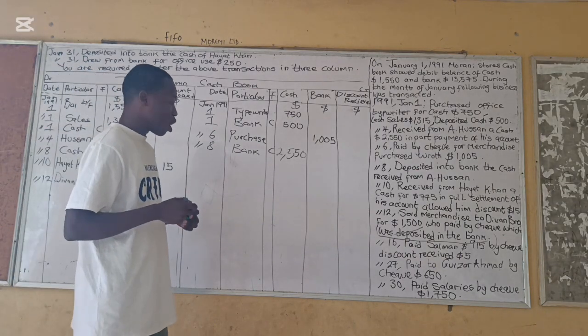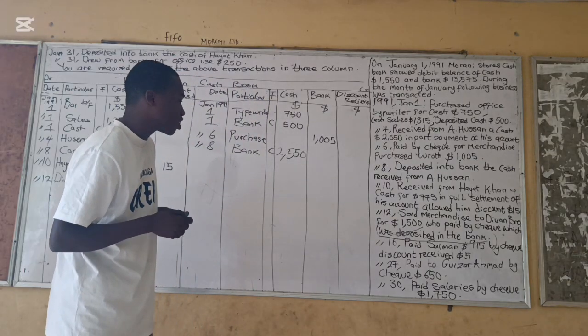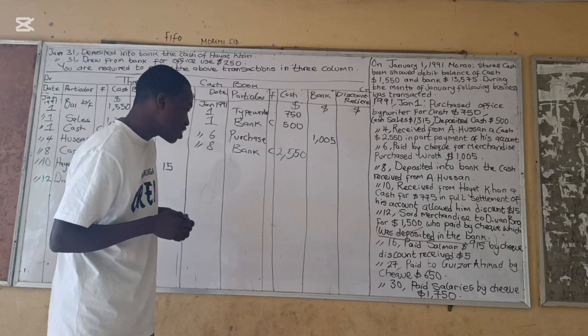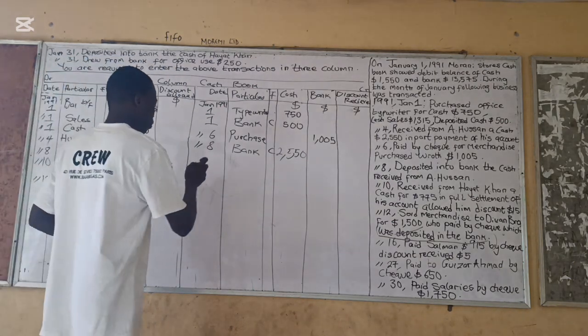The next one, paid Sama $915 by check. Discount received 5 naira. So you paid Sama, so you have Sama.